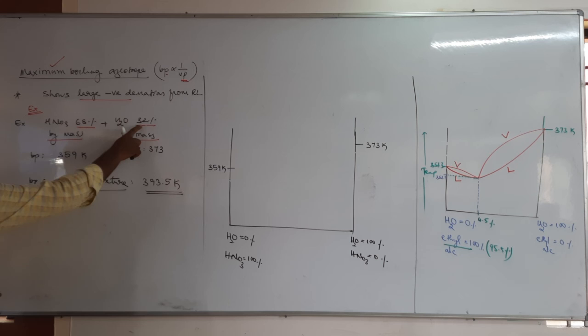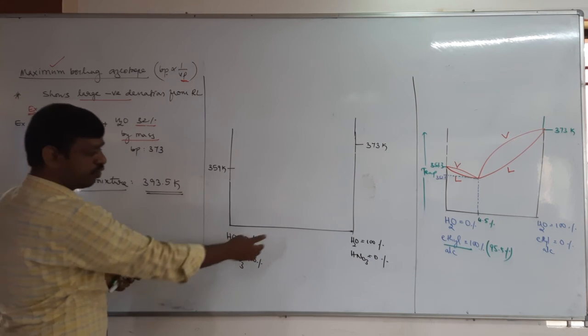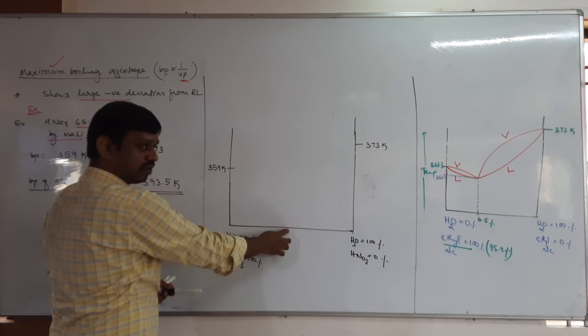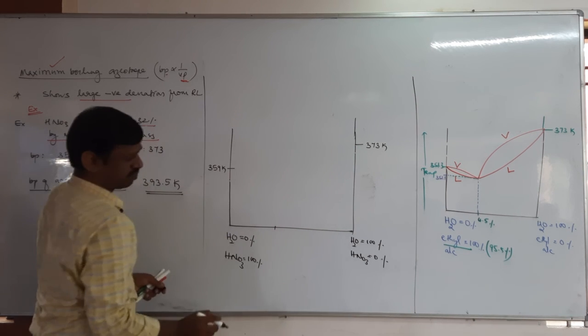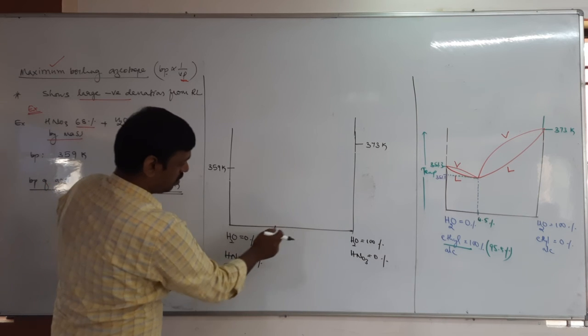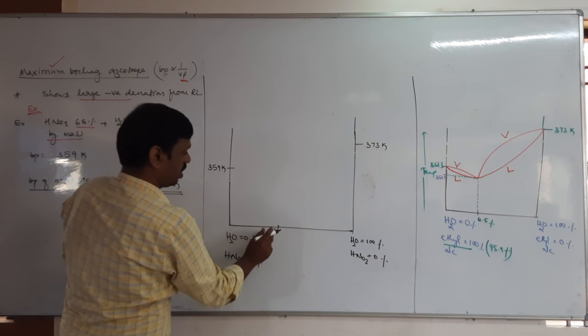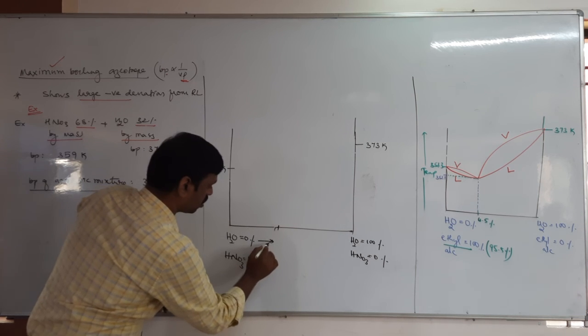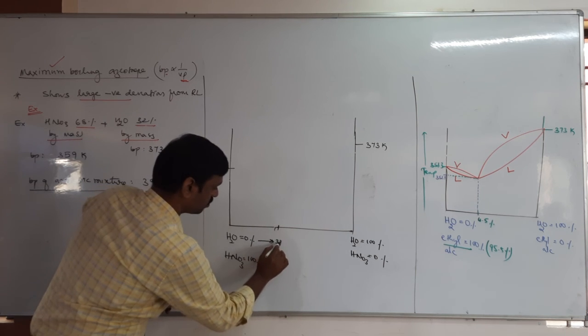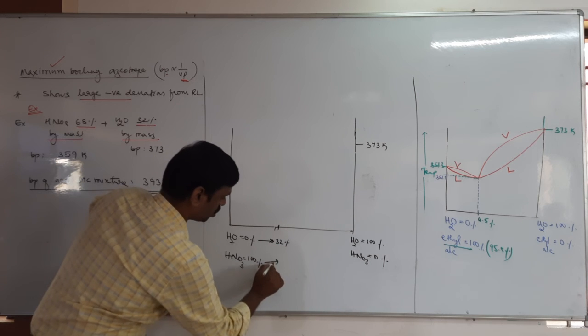Water should be 32, it is 68. No. Water is 32 means if you take the middle, it is 50% water. That means don't take the middle, approximately you take here or somewhere. Okay, you can. Let us say here. Fine. So here, tell me, the composition of water is how much here? What is the composition of HNO3?